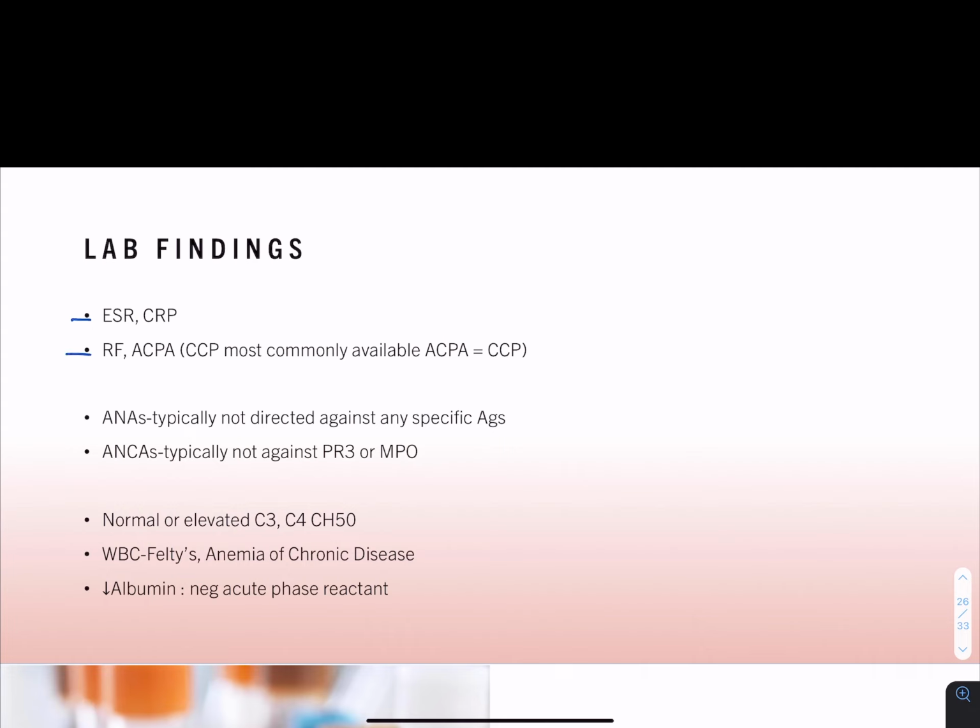Interestingly, ANAs can actually be positive in rheumatoid, although it won't be against any specific antigens. In rheumatoid, ANCAs typically will be negative and definitely won't be against PR3 or MPO. Complements will be normal or elevated, and if they're low, you need to consider another diagnosis. White blood cells can be abnormal, with leukopenia and Felty syndrome that you could see with rheumatoid. Albumin could be low in these patients because it's a negative acute phase reactant.